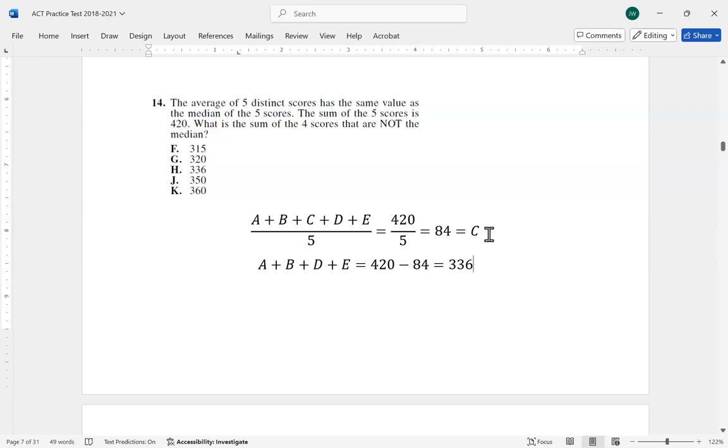Again, I'm calling C the median. You can call it whatever you want. So 336 is the correct answer to 14, and that is option H.